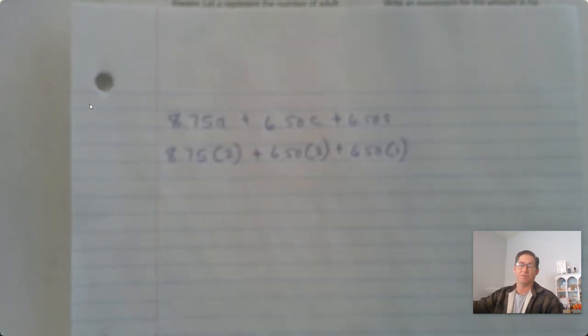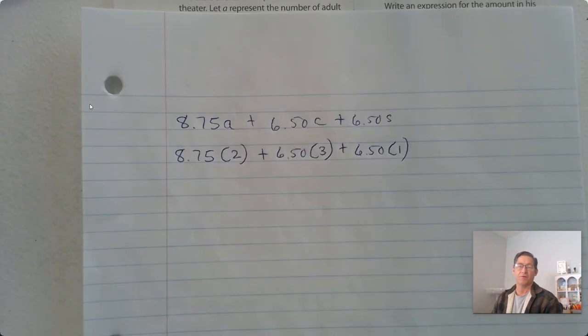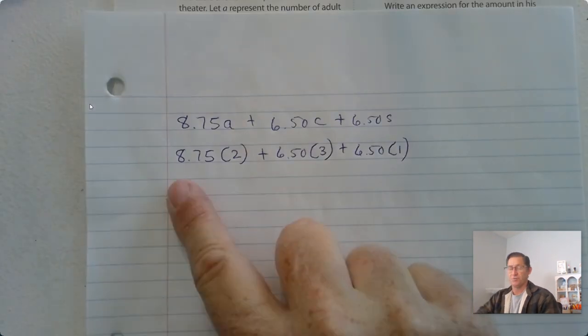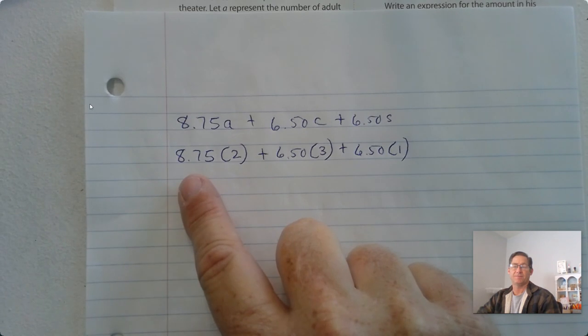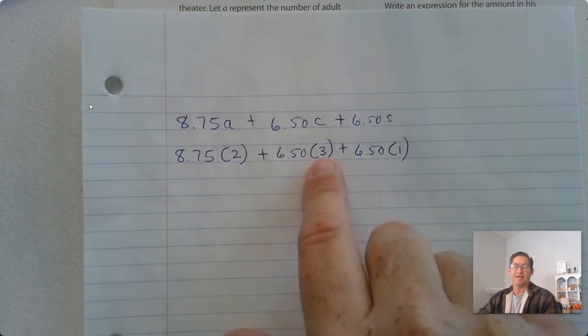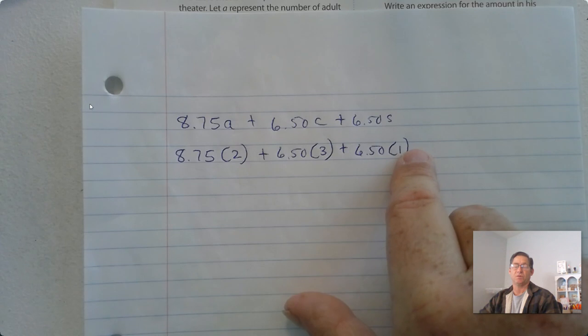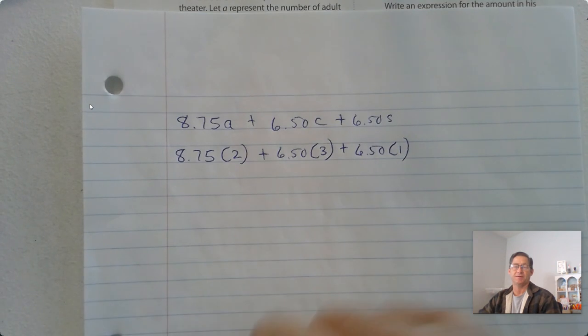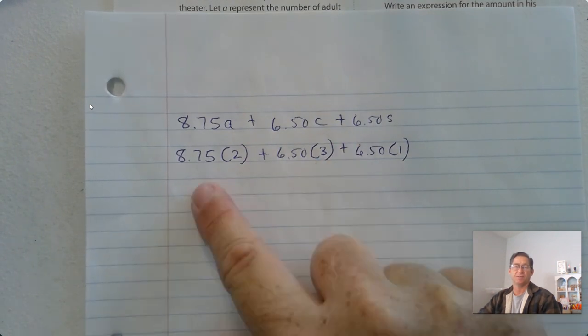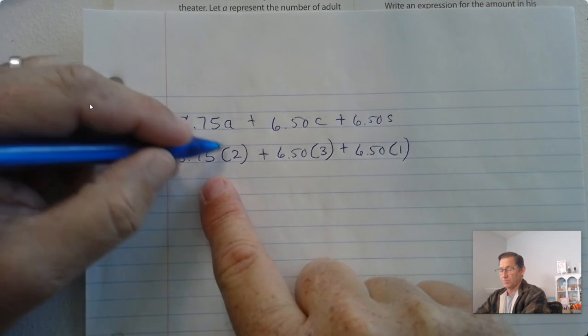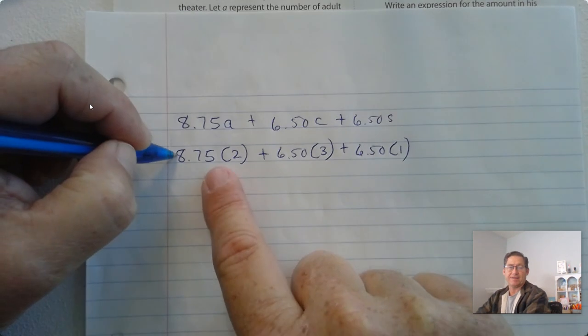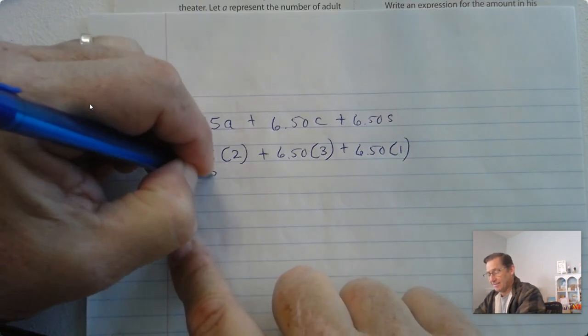Okay, and then we just have to follow the order of operations to evaluate the expression. So we have 2 times $8.75 plus $6.50 times 3 plus $6.50 times 1. So we have multiplication and addition. So we're going to do all the multiplications first. So 2 eights is 16, 75 plus 75 is $1.50, so $17.50.